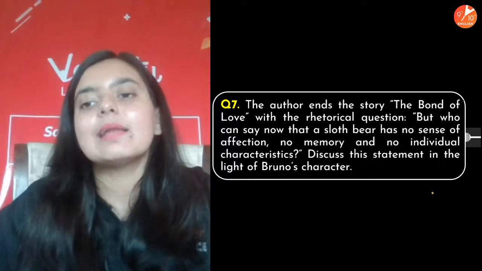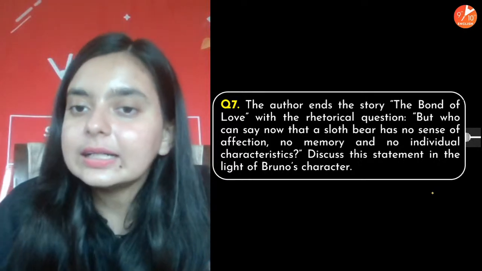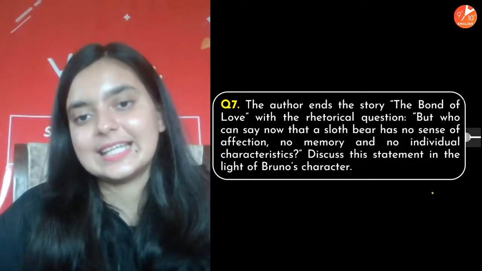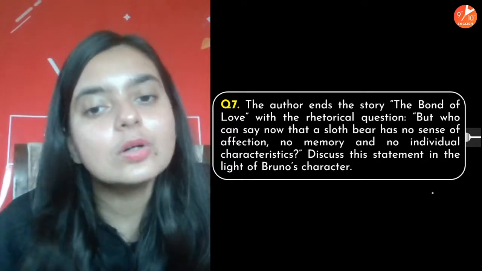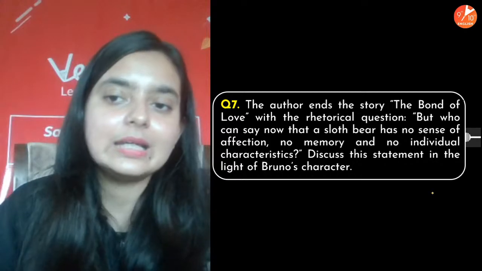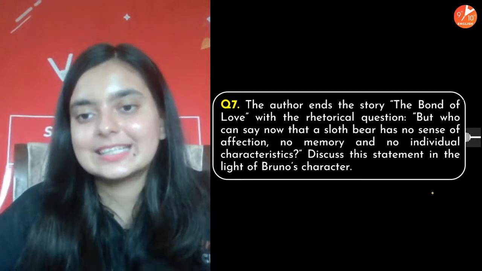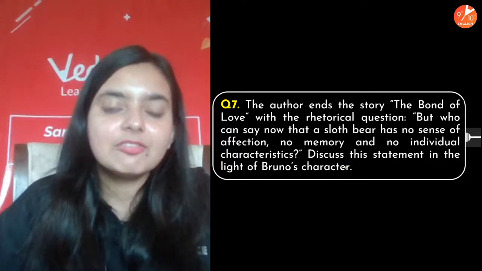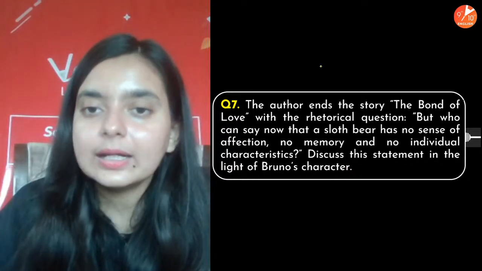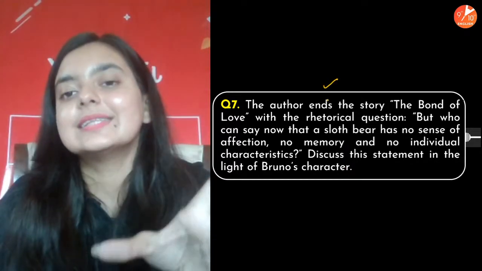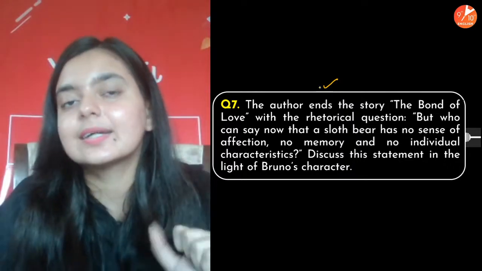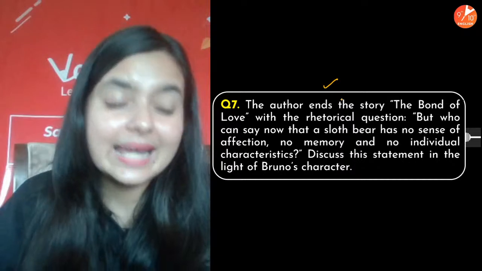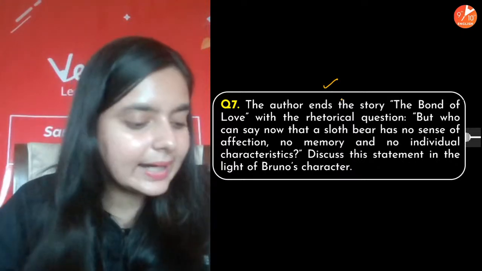Okay, so quickly tell me the answer to this question. The author ends the story, The Bond of Love, with a rhetorical question: But who can say now that a sloth bear has no sense of affection, no memory, and no individual characteristic? Discuss this statement in the light of Bruno's character. Quickly give me the answer. This is a very important question, because if you prepare this answer, you are done with 60% of the story. It encapsulates almost the entire story. Quickly tell me.